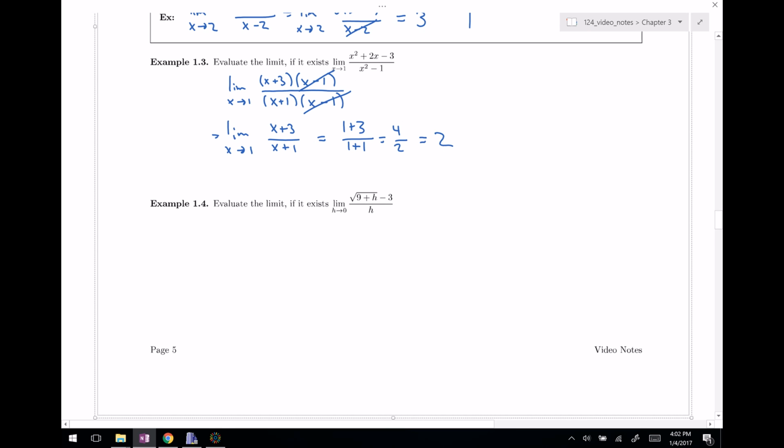So first thing, can I just use direct substitution? Can I just plug in a 0 everywhere I see an h? And the answer is no, right? Because then I'd be dividing by 0, so that's a big problem. 0's not in the domain of this function. It doesn't make any sense to just plug in 0. And you can't factor this. I need some other algebraic trick to get things to cancel.